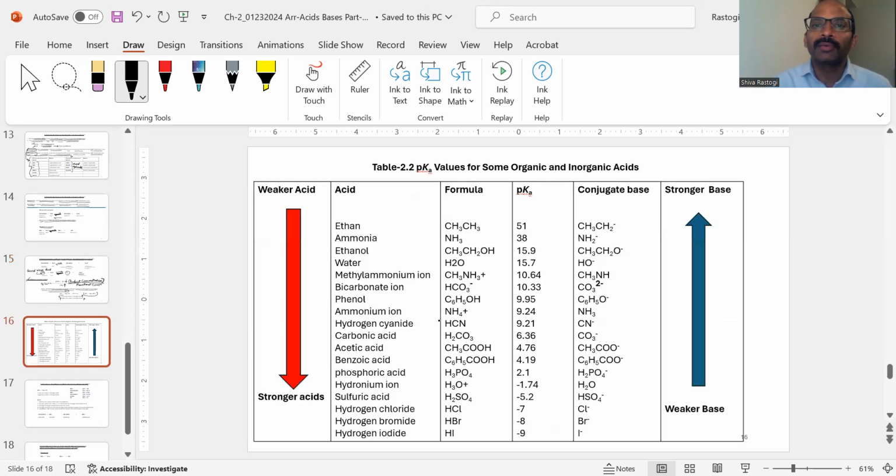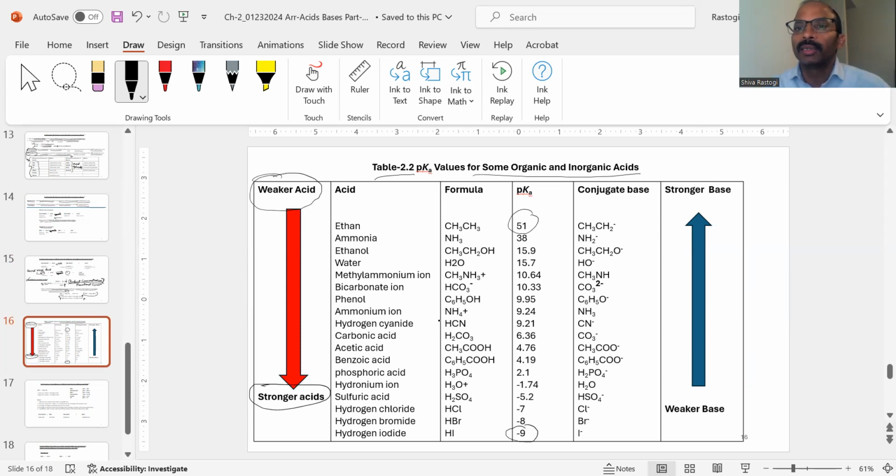So based on the pKa value, we have this Table 2.2, and it represents some organic and inorganic acid strengths. Here you can see in this column, the pKa value of ethane is 51, and at the bottom, the pKa value of hydrogen iodide is -9. So very low at the bottom, very high up on this side. If a pKa value is very low, it would be a very strong acid, and if the pKa value is very high, it would be a very weak acid.